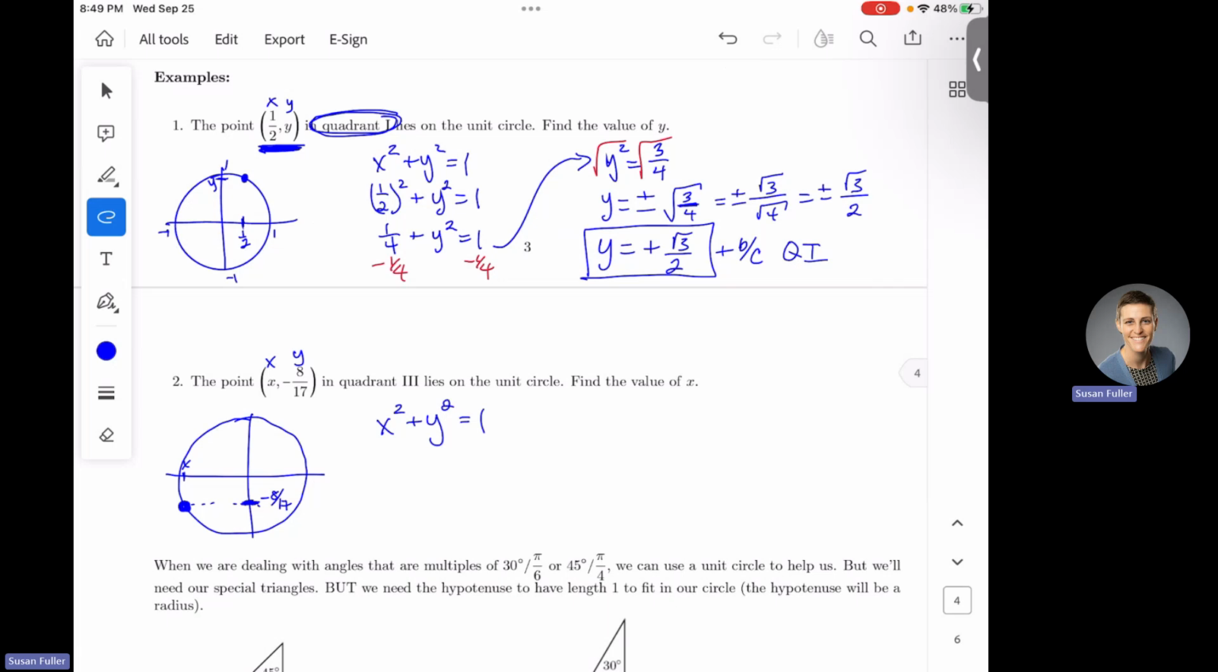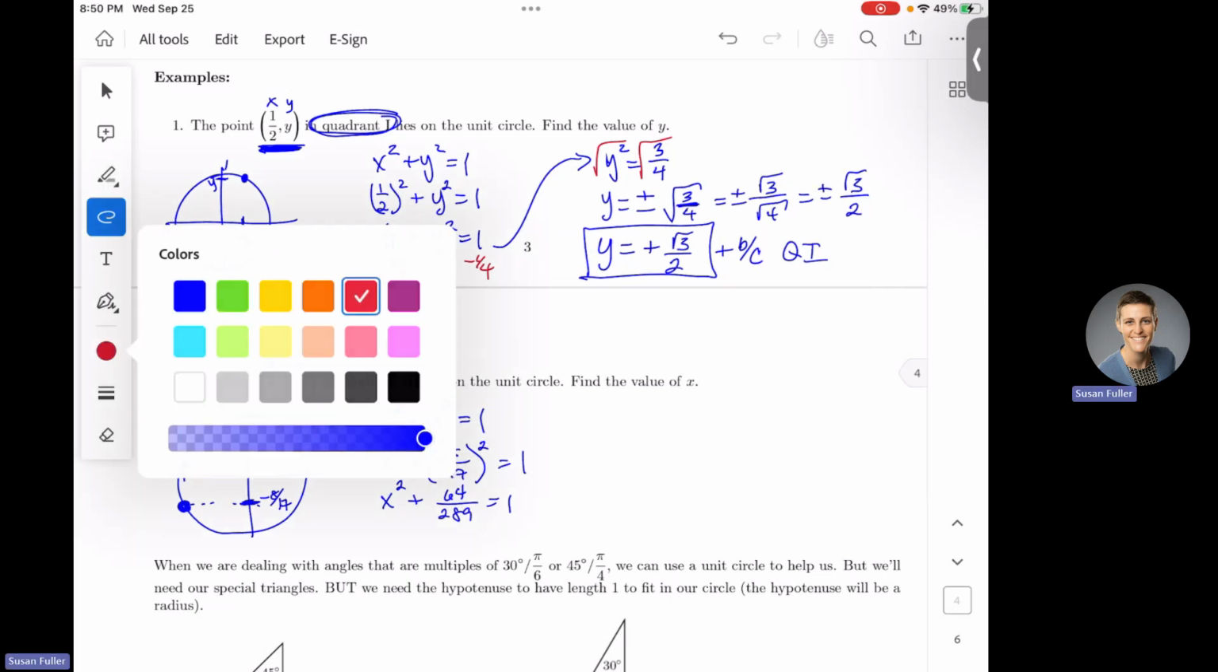I don't know what x squared is. I don't know what x is. I'm just going to leave it x. But I know what y is. It's negative 8/17. So I know that x, whatever it is, squared plus negative 8/17 squared has to equal 1. So from here, I just have to solve this. Again, I'm going to square this thing, and you're going to get 64 over, go brain go, 289. And that's got to equal 1.